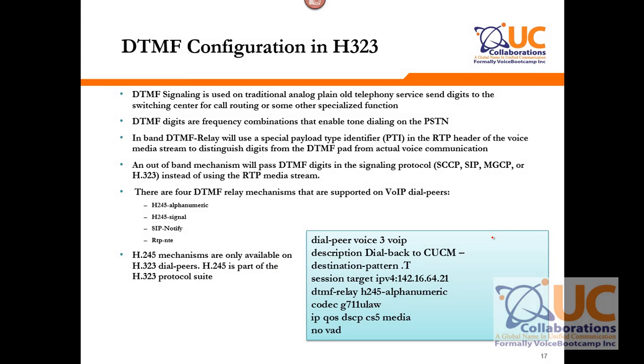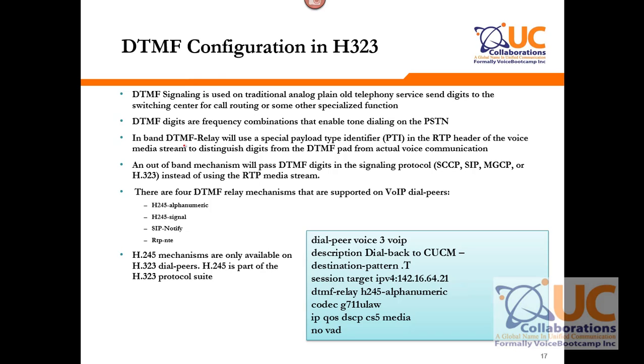Now DTMF signaling is a very important configuration on a VoIP site. A DTMF signal is used in traditional analog plain old telephony service, where it will send a digit to the switching center for call routing or some other specialized functions. Now DTMF digits are frequency combinations that enable tone dialing on the PSTN. Now there are two types of DTMF that we support, in-band and out-of-band.